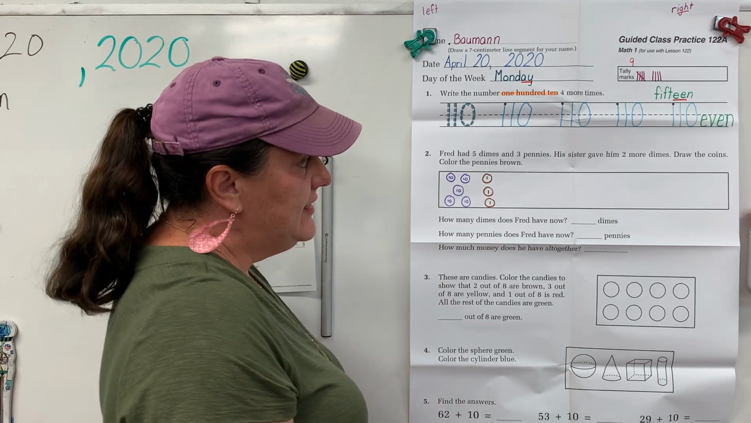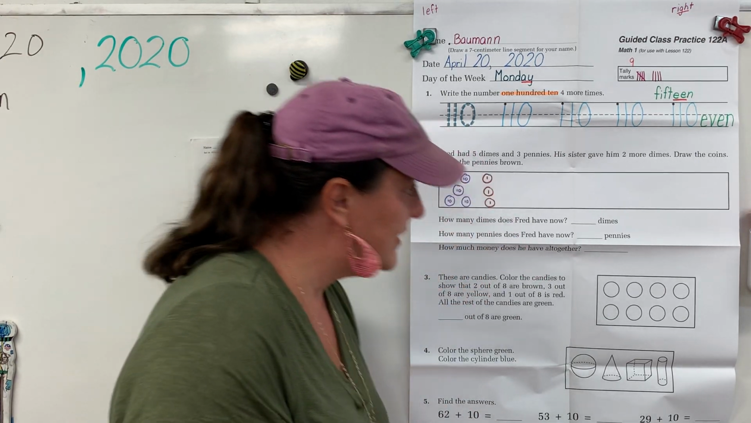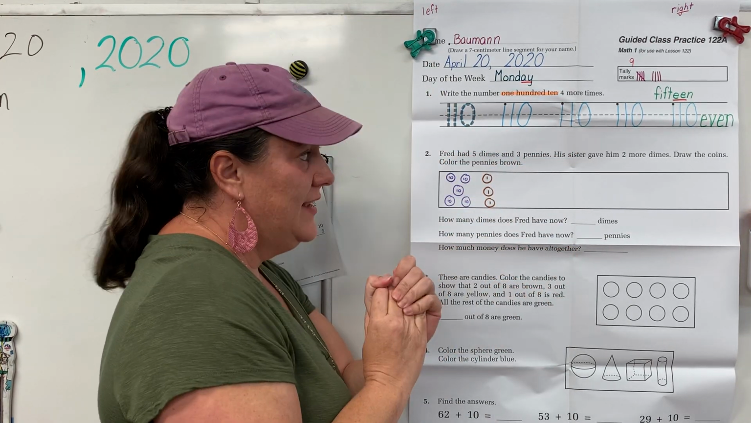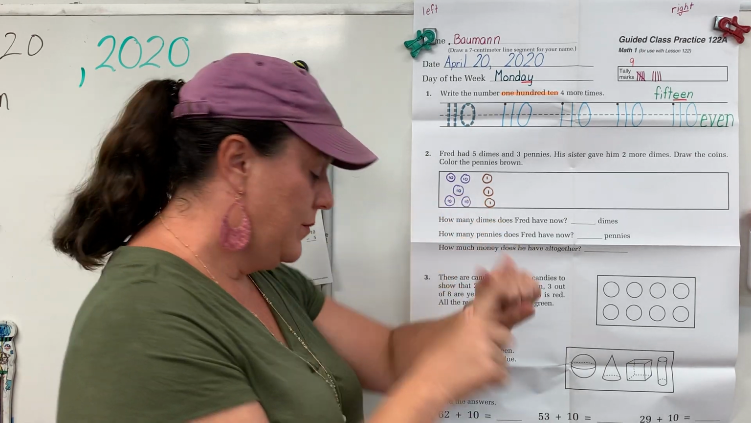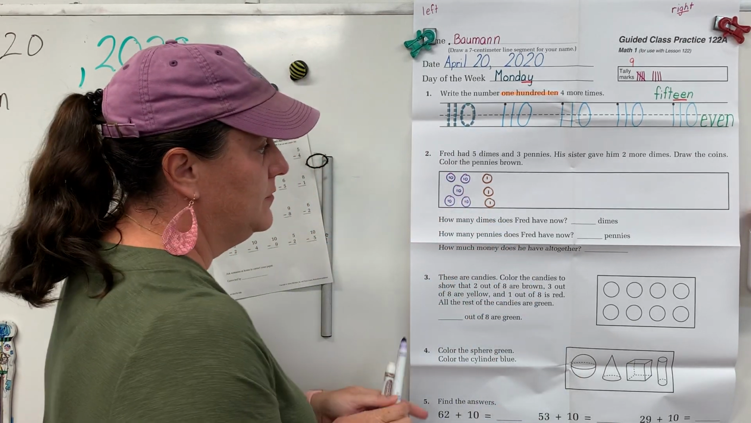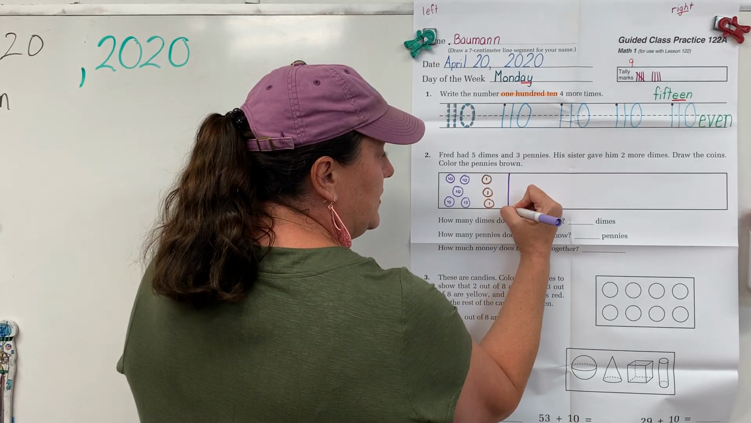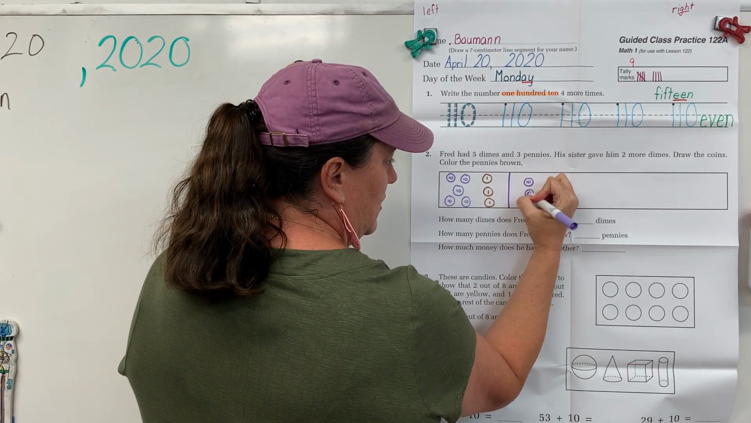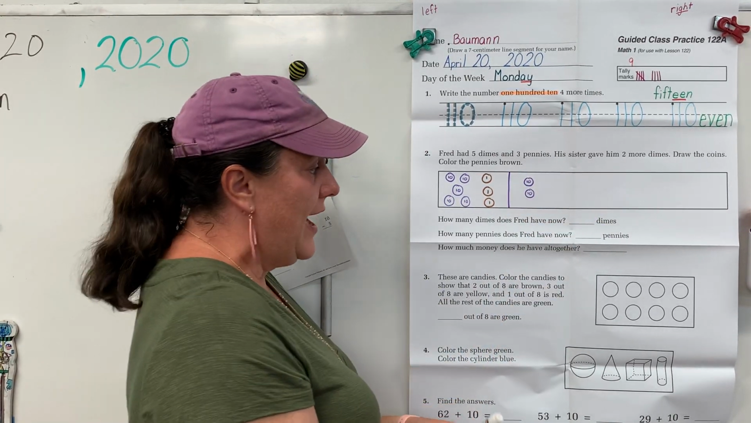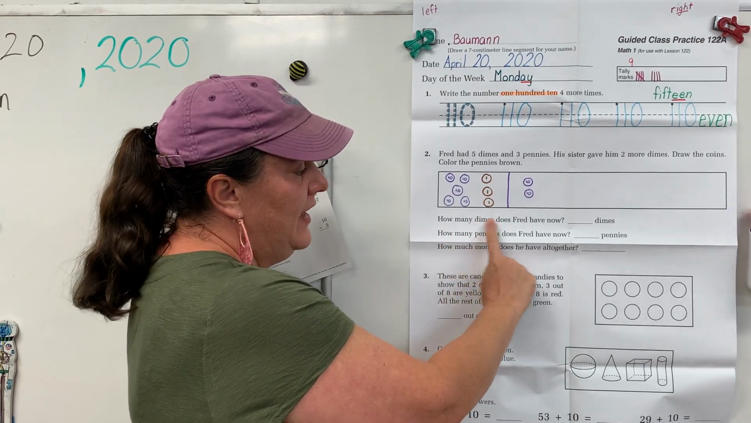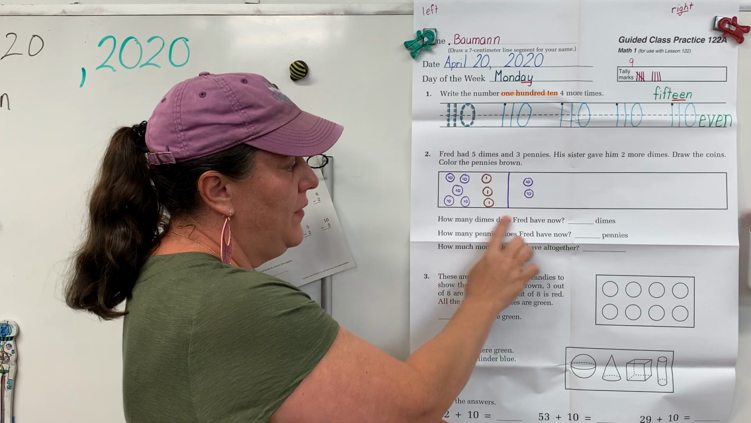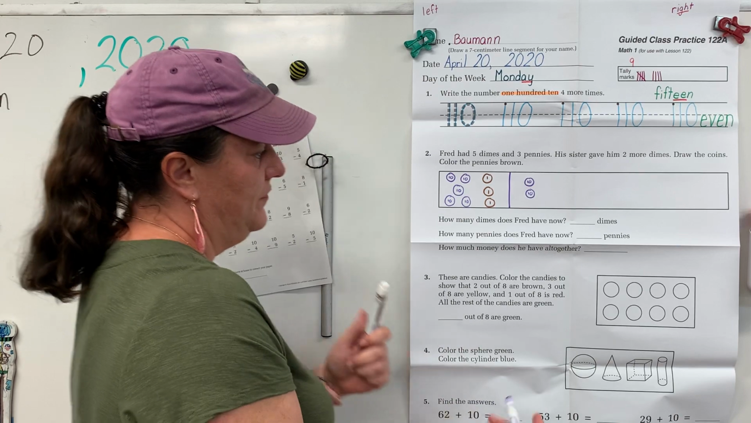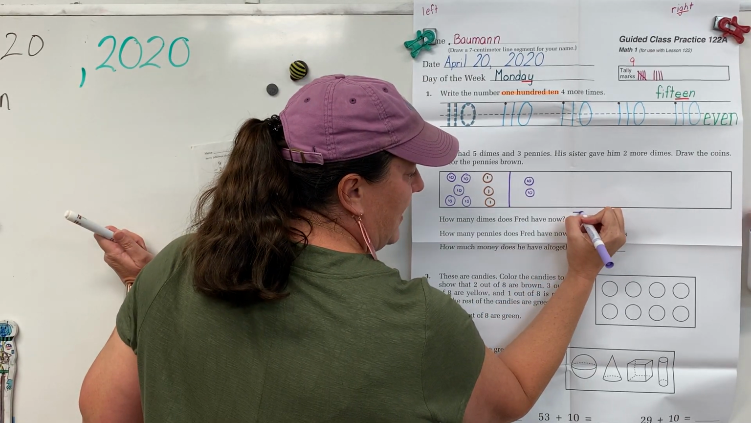All right, his sister gave him 2 more pennies. So what type of problem is this if he's getting more? Some more. All right, so we need to draw a line and add more pennies, or more dimes, I'm sorry. So his sister gave him 2 more dimes, so we're gonna draw 2 more. Okay, so let's see what they're asking us. How many dimes does Fred have now? So right now we just want to know how many dimes. So 5 and 2 more. Go ahead and write your answer. All right, you should have written 7.